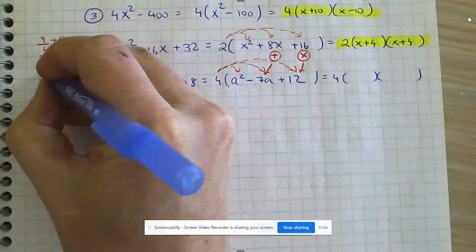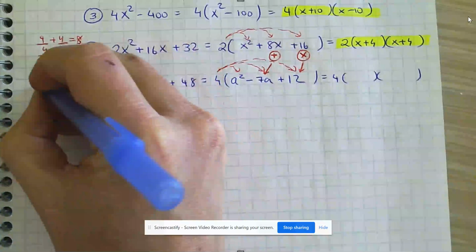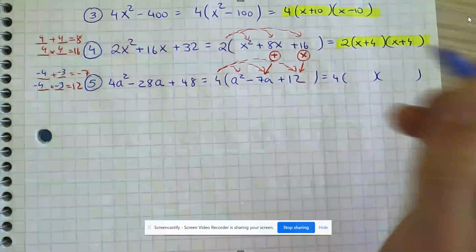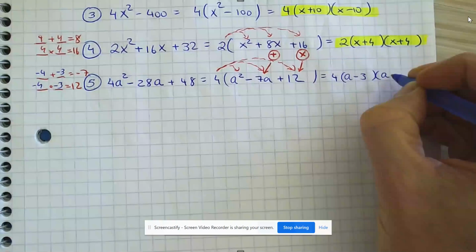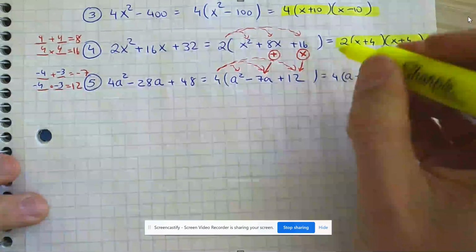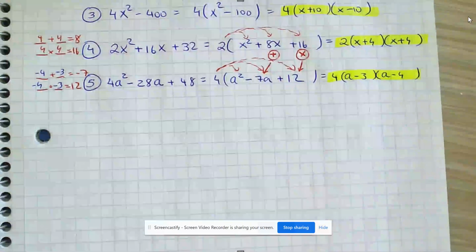Indeed, that is it. Negative 4 plus negative 3 is negative 7. But negative 4 times negative 3 is positive 12, and therefore it's going to be a minus 3 and a minus 4. So that is the complete factorization of that expression right there.